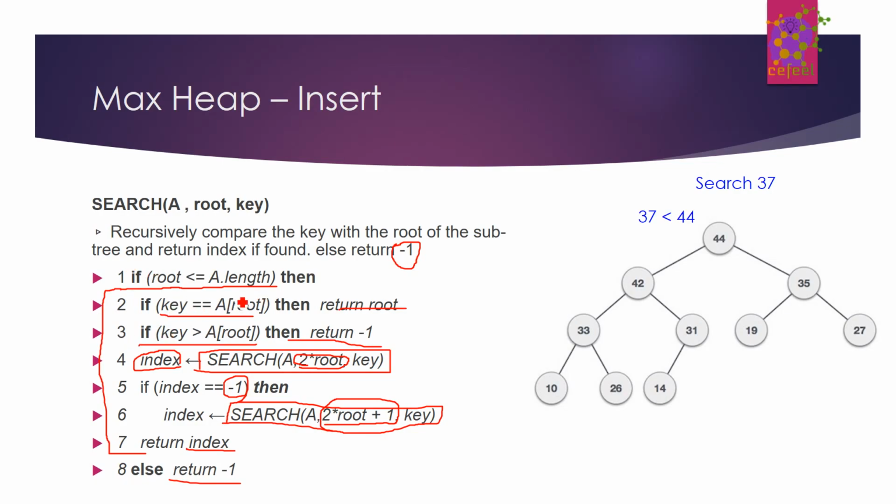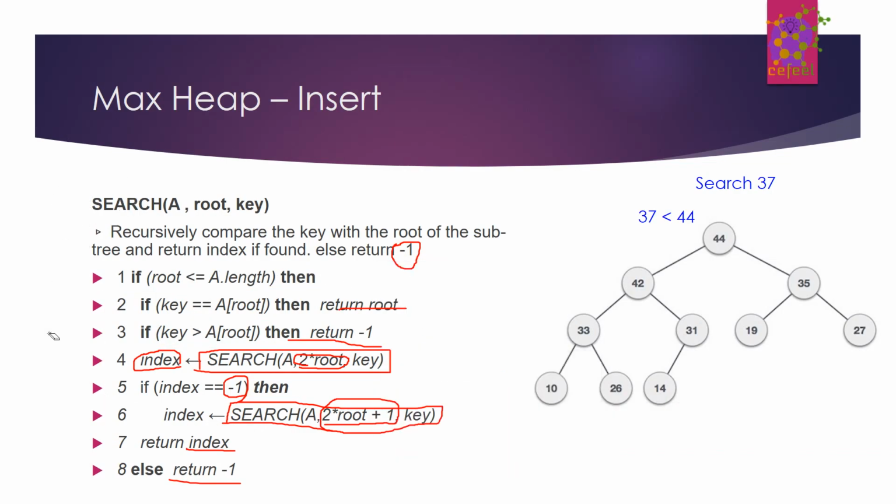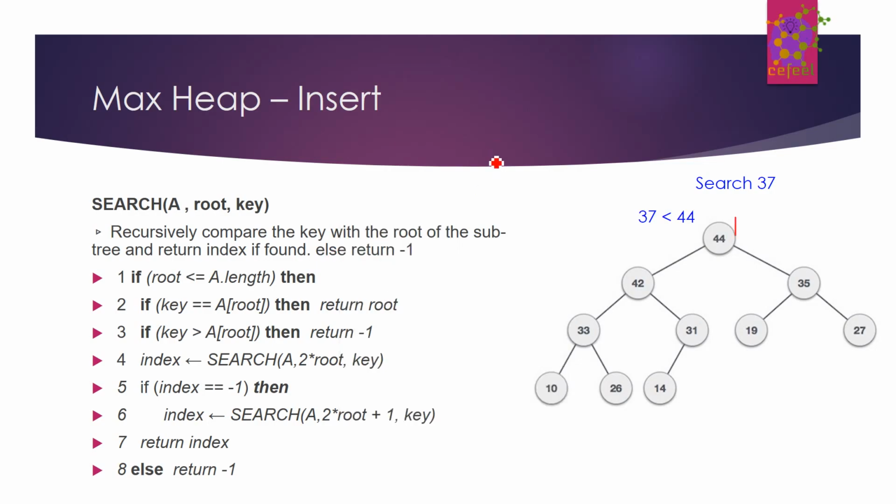a.length, which is true because root in our case is just 1. So 1 is less than a.length. Let me actually number these nodes so that it will be easier. So this is 1, this is 2, this is 3, 4, 5, 6, 7, 8, 9, 10.